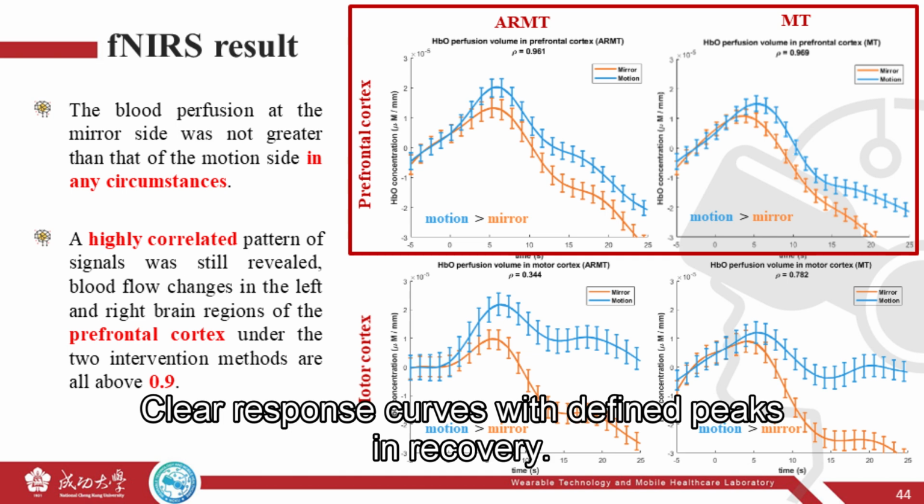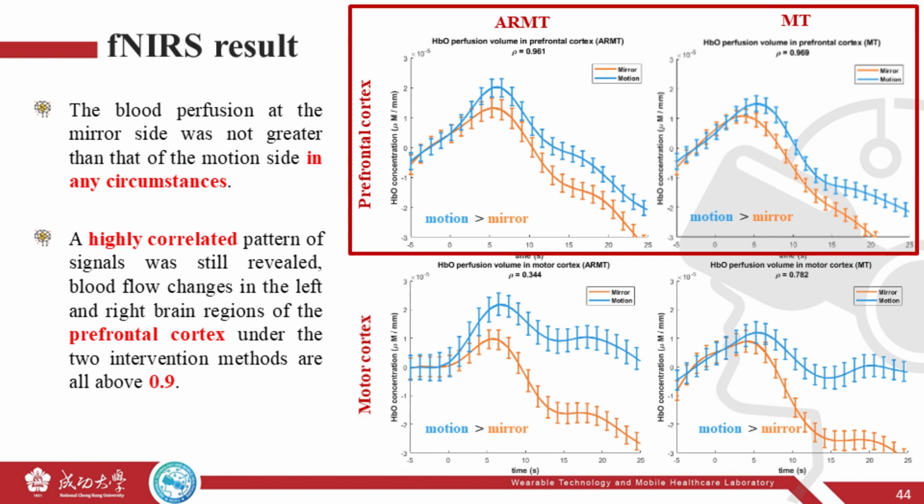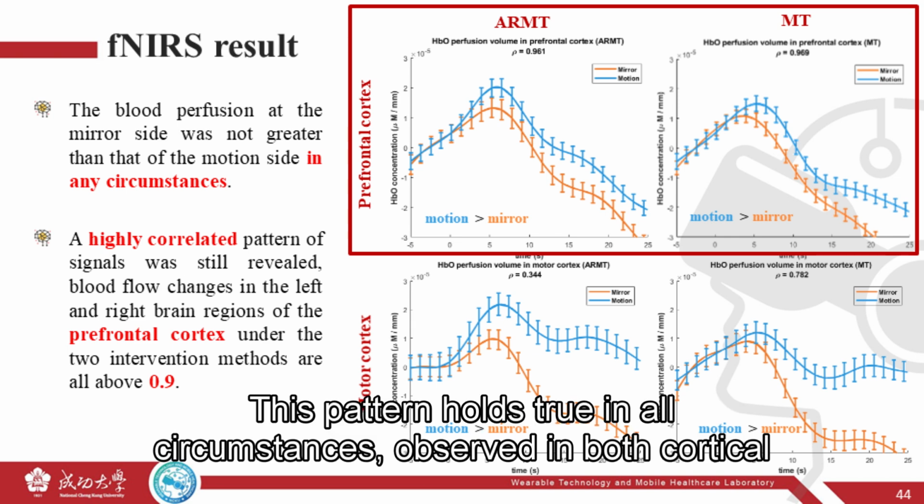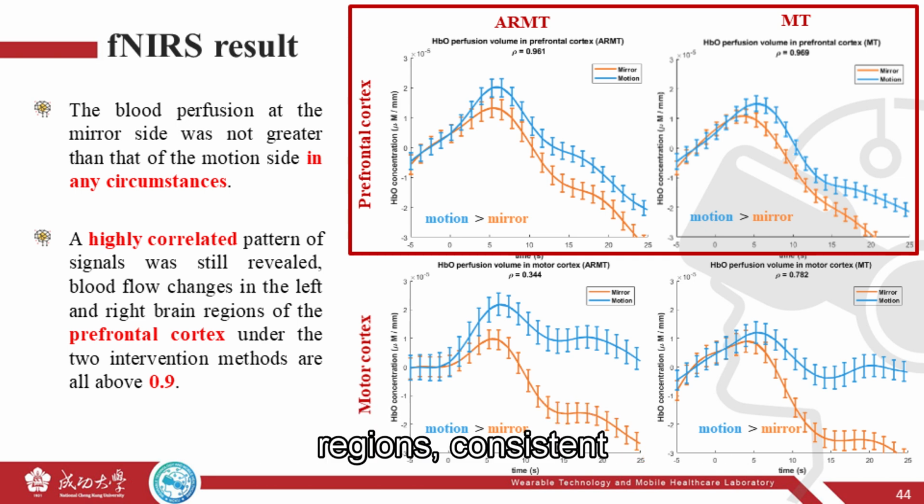Clear response curves with defined peaks in recovery. Key findings. 1. Activation hierarchy. Motion side consistently stronger than mirror side. This pattern holds true in all circumstances, observed in both cortical regions, consistent across both interventions.